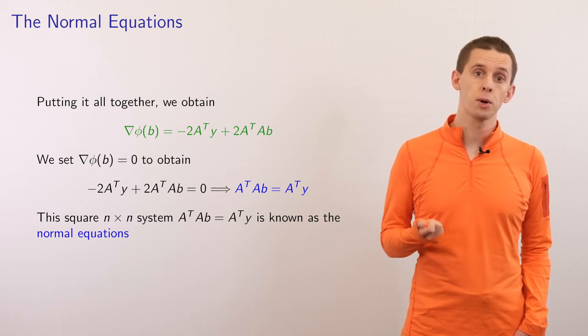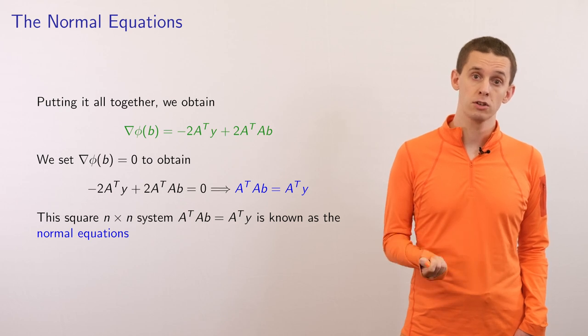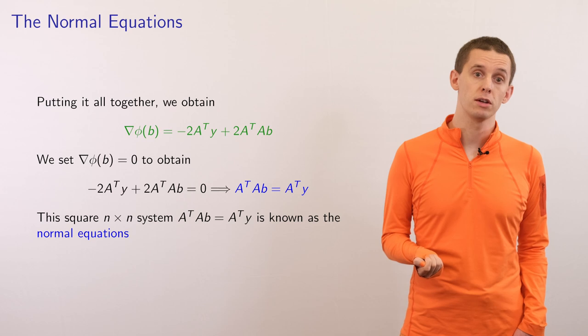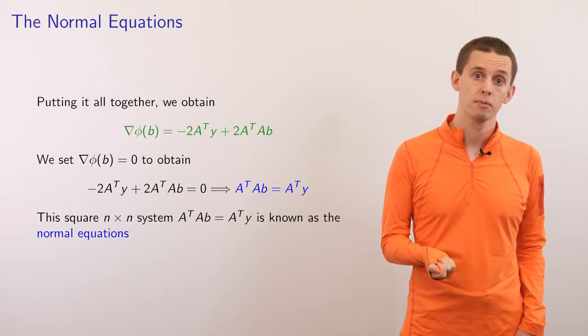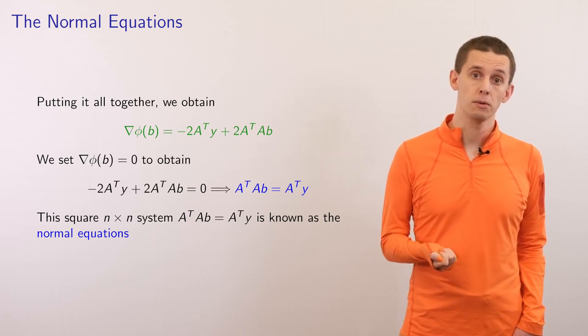And due to this pre-multiplication, we actually end up with a system that is potentially solvable, because A transpose A is a square matrix, and therefore potentially now invertible. And these equations are referred to as the normal equations.